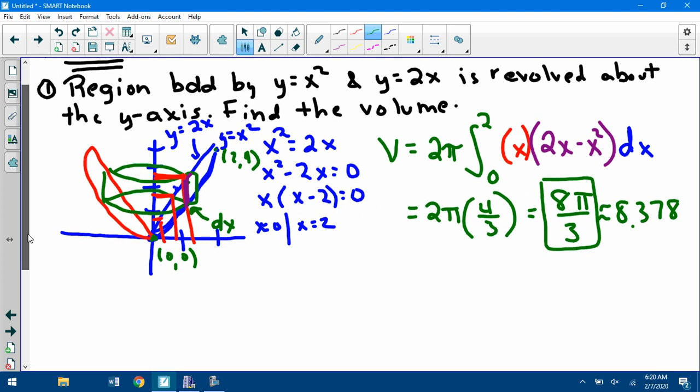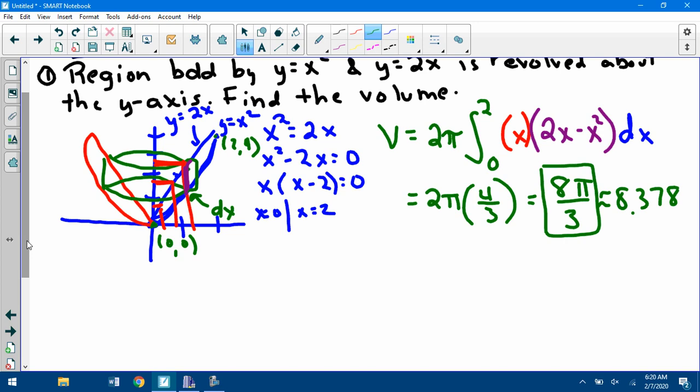All right, so I was able to find that region using a shell, and I didn't have to change my equations. But just as a side note, what if I wanted to use the washer?